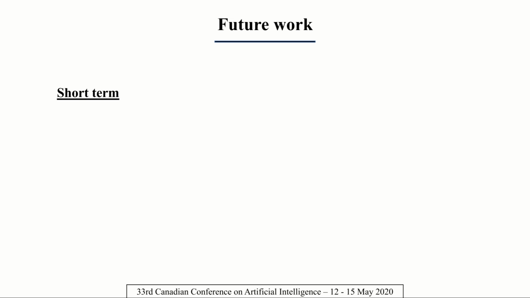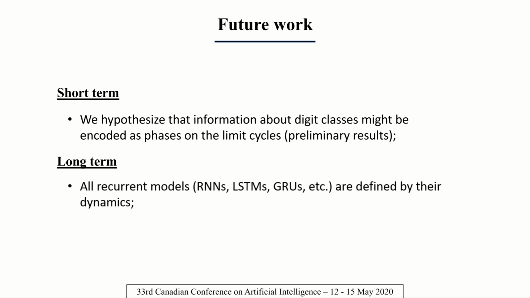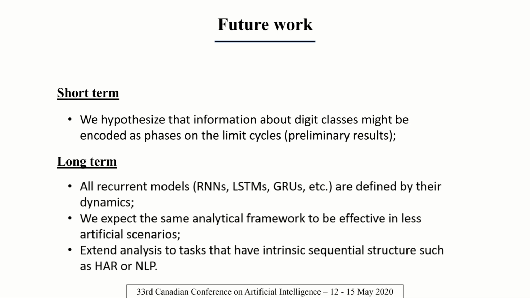For future work, in the short term, we hypothesize that information about digit classes might be encoded as phases on the limit cycles. We have preliminary results for this, even if they were not shown here. And in the long term, we would like to look at other recurrent models, such as LSTMs or GRUs, which are also defined by their dynamics, and we expect the same analytical framework to be effective in less artificial scenarios. And we would like to extend the analysis to tasks that have intrinsic sequential structures, such as human activity recognition or natural language processing tasks.